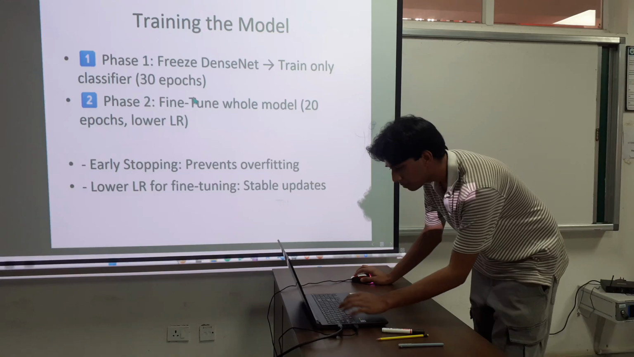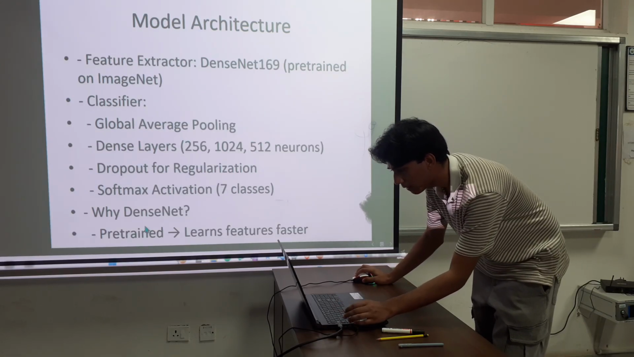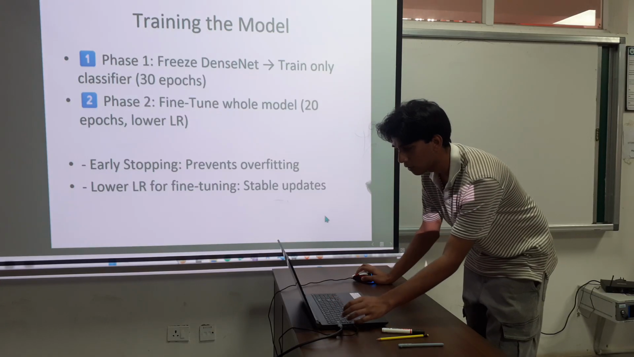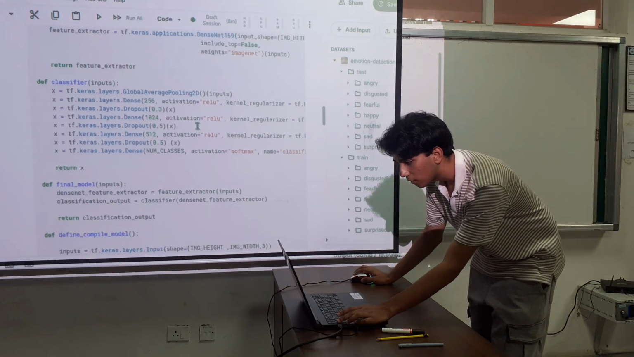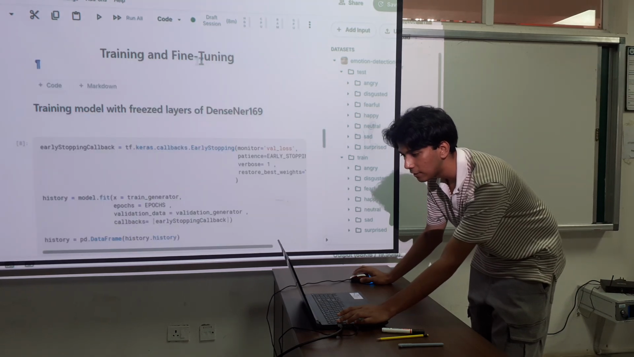And as you can see, this model has all these levels of classifiers. Why is that? Because it creates and learns the features faster. Then we are training the model, as you can see. Training and fine tuning.